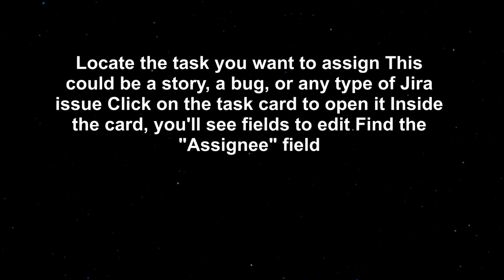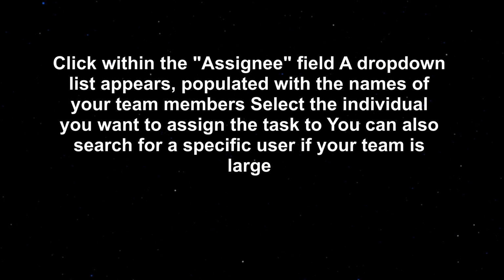Locate the task you want to assign. This could be a story, a bug, or any type of Jira issue. Click on the task card to open it. Inside the card, you'll see fields to edit. Find the assignee field. Click within the assignee field.